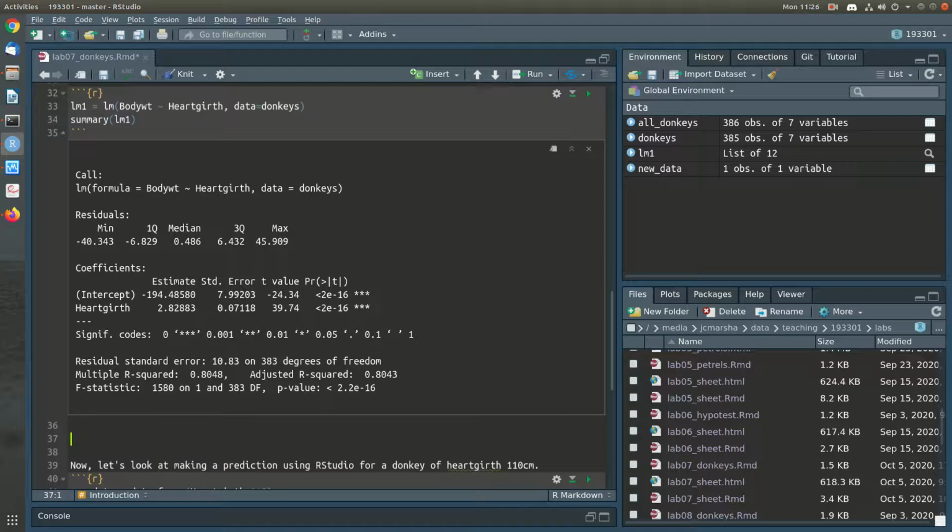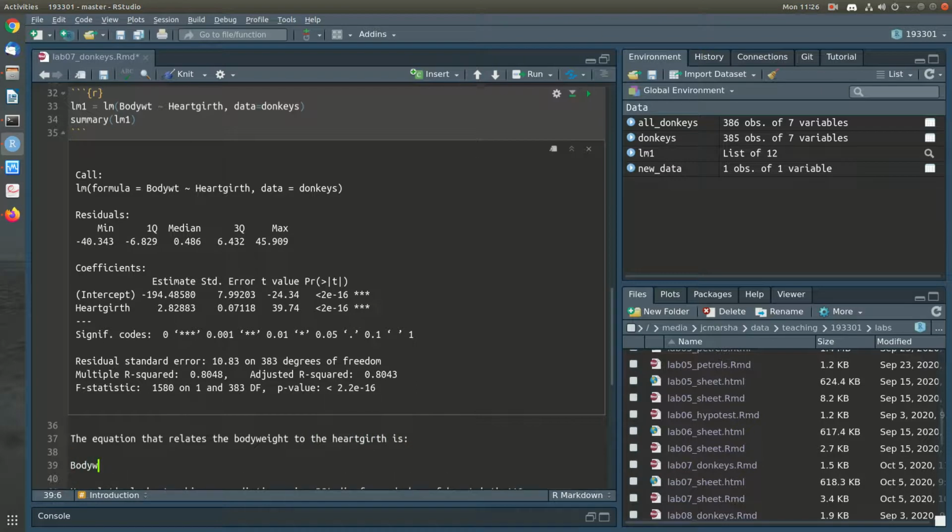The first thing we note is we can write down what the formula is. The equation that relates the body weight to the heart girth is: body weight is going to be equal to minus 194.5, which is the estimate of the intercept, plus 2.83 times heart girth. So the 2.83 is the thing that gets multiplied by heart girth.